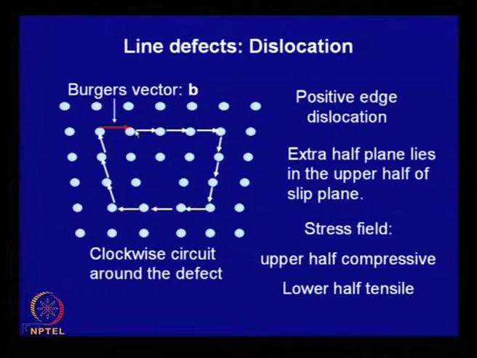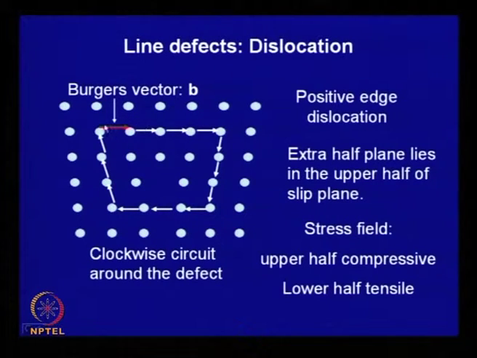Now, here you try to describe a clockwise atom to atom circuit. You move 3 atomic distances this side, 3 atomic distances in the opposite direction, and here 3 this way down, 3 atomic spaces up, and you reach over here. What you get is that you do not come back to the original point. If you do it in a perfect lattice, this circuit will close. This circuit does not close, so that means this is a vector by which the circuit is not closing, and this vector is called Burgers vector. This Burgers vector is also exactly the same as the slip vector.